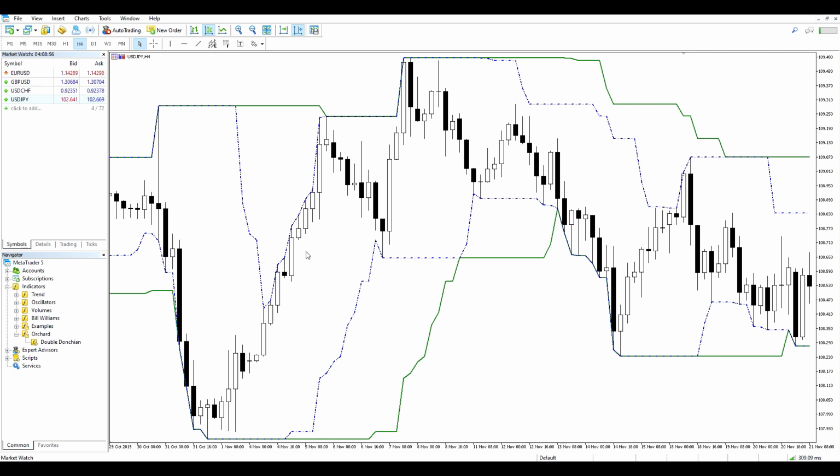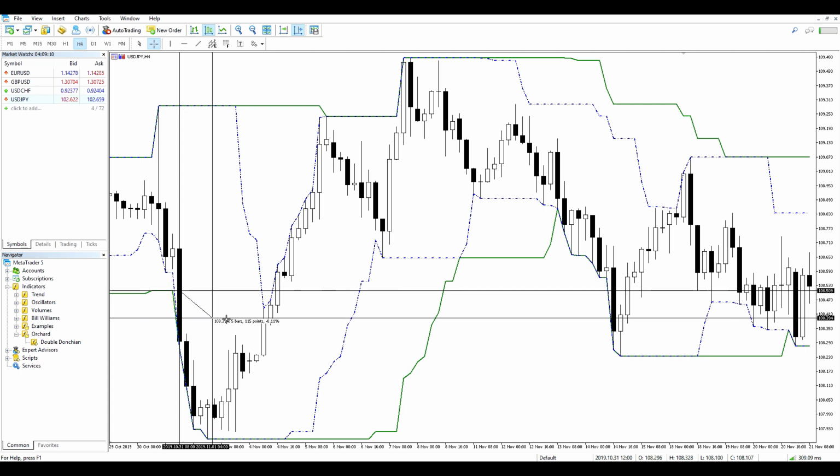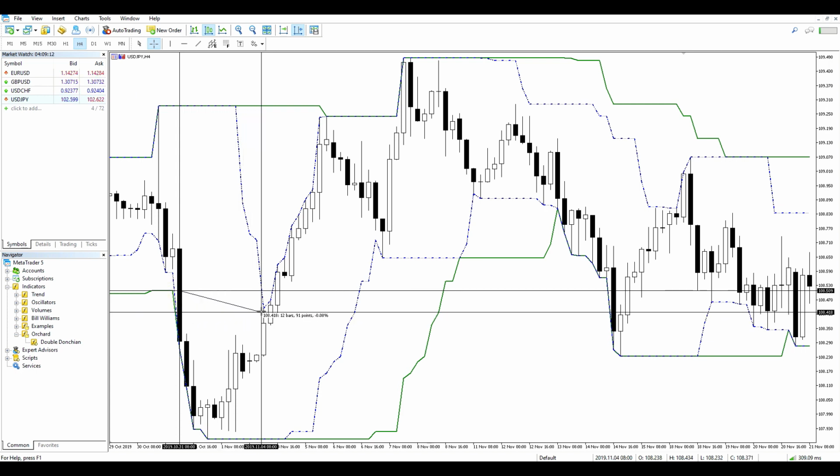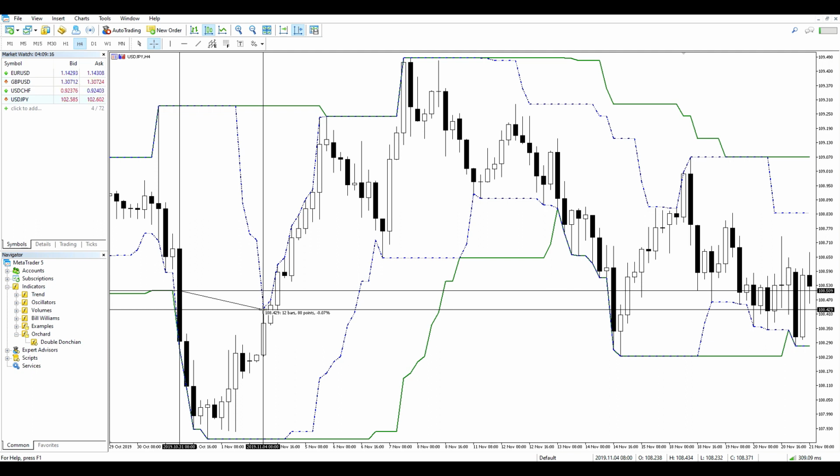Let's look at some examples on the chart now. If we go back to the beginning of November on the Donchian 4-hour chart, we broke the bottom of the 24 period channel here and would have held that trade until we broke through the top of the 12 period channel here for a profit of 80 points.